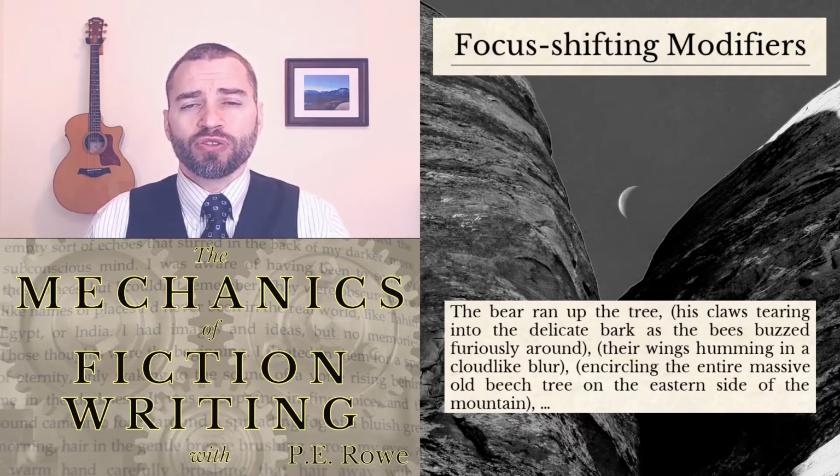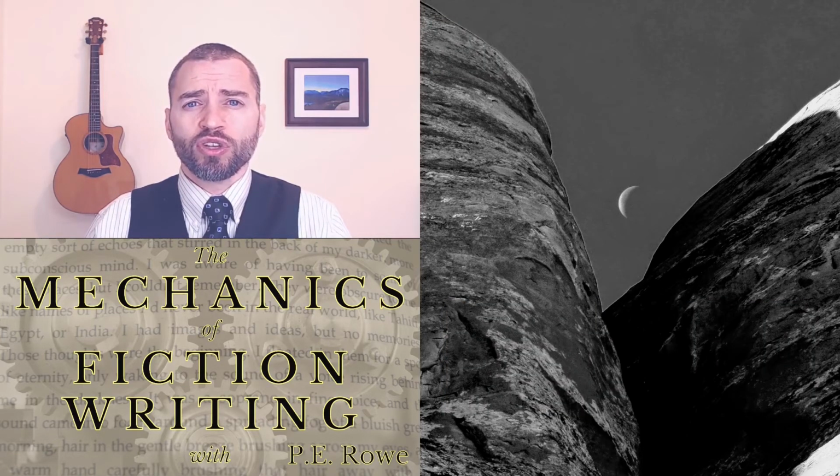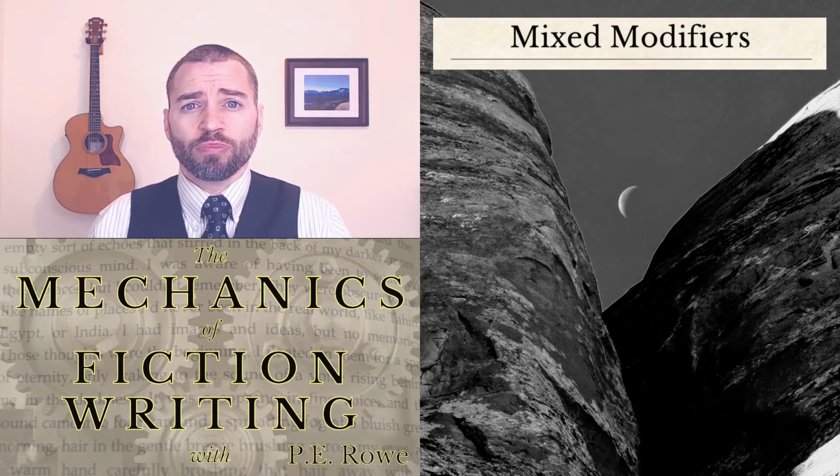The bear ran up the tree, his claws tearing into the delicate bark as the bees buzzed furiously around, their wings humming in a cloud-like blur, encircling the entire massive old beech tree on the eastern side of the mountain. Those are the two extreme ends of that focal spectrum, essentially zooming in or zooming out in the level of detail with respect to the base clause. Mixing modifiers that refer to the base and successive modifiers will create a sentence that finds a middle ground.